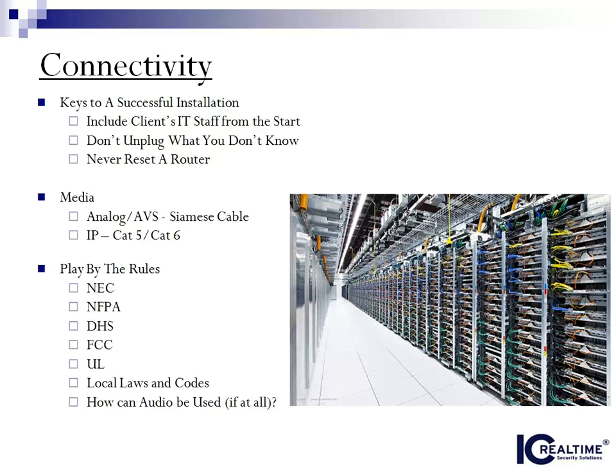When we talk about media, obviously we're talking about Siamese cable in the analog AV world, and we're talking about IP cameras. We're talking about Cat 5 or Cat 6. The differences between those are pretty impressive. A Cat 5 cable is perfect for 1 or 2 megapixel cameras. If you're going higher than that, I would always use a Cat 6.